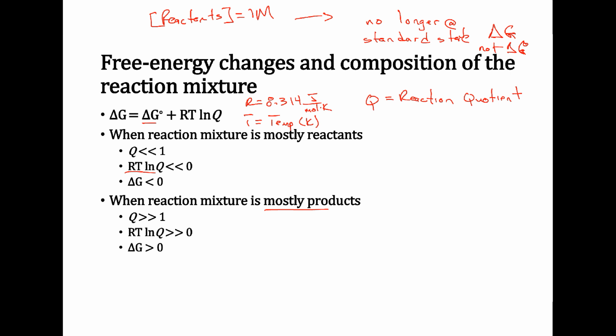So here, if Q is much less than 1, a very, very small Q value, delta G is going to be less than 0, which would indicate that the process will be spontaneous. And if Q is much greater than 1, or much greater than K, delta G is greater than 0, so this would be non-spontaneous.